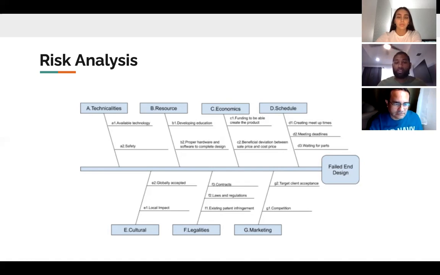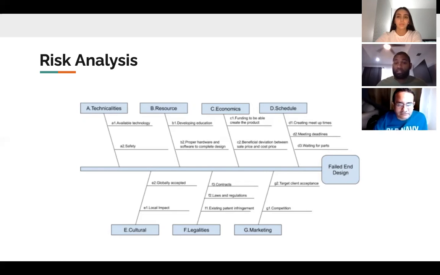As we continue, is the technology that we require something that we're going to have to recreate, or something that hasn't even been invented yet, to all put together inside of our project? For resources, we have to first make sure that we have the education to complete the steps to be able to create the final design, as well as do we have the hardware and software to complete it.